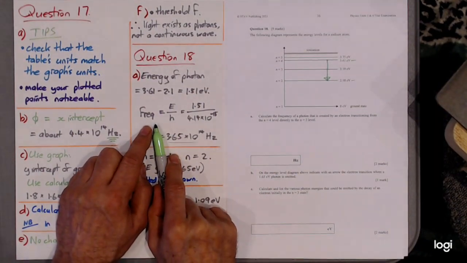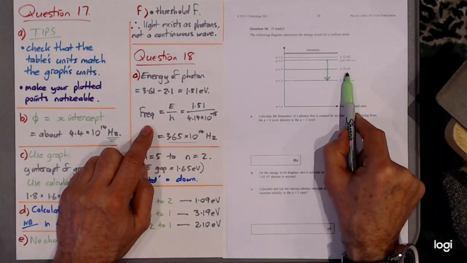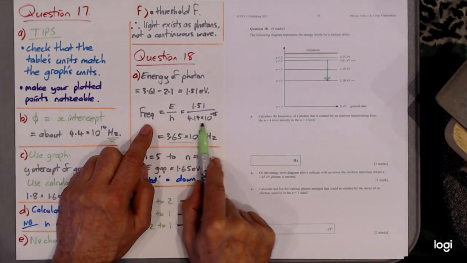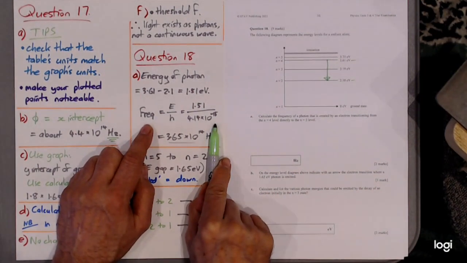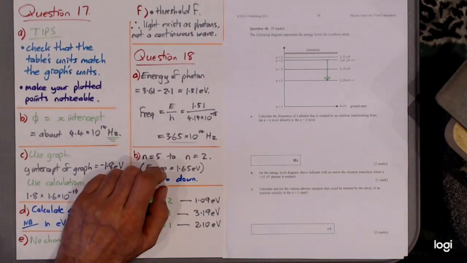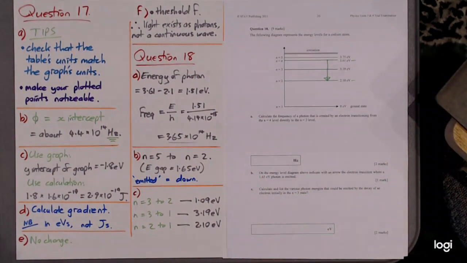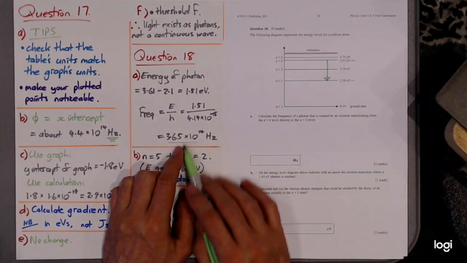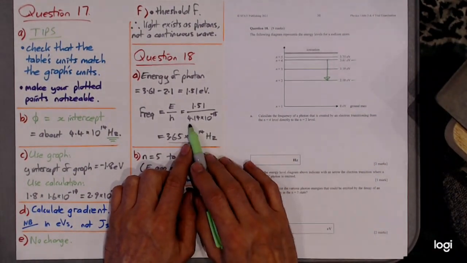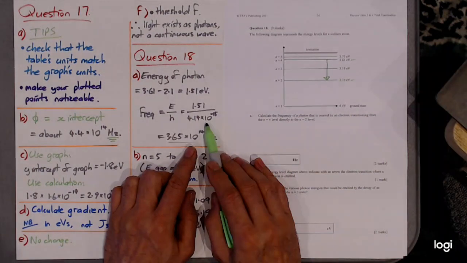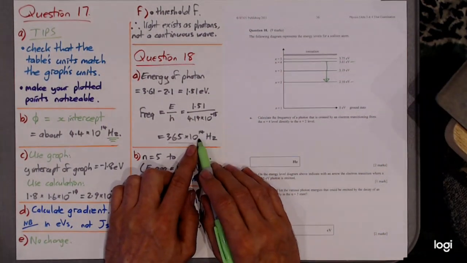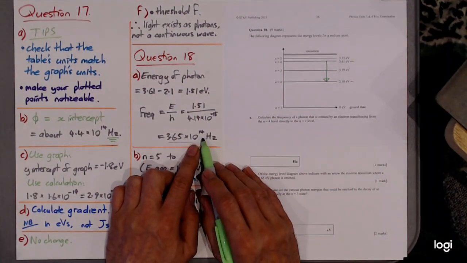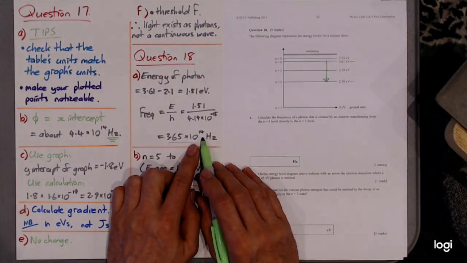Because this is in electron volts, that's the version of Planck's constant that you use. Don't do the wrong one. It ends up being 3.65 by 10 to the 14 hertz. All frequencies of visible light are in the 10 to the 14 hertz range. If you had put the wrong value of Planck's constant there, you'd get something like 10 to the 27 or something. That's a gamma ray.